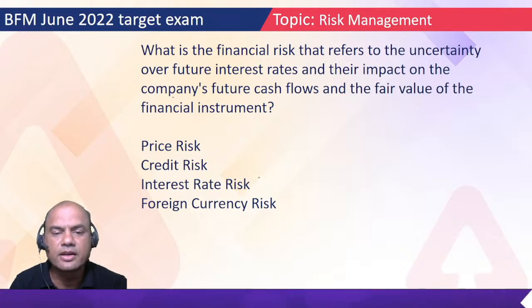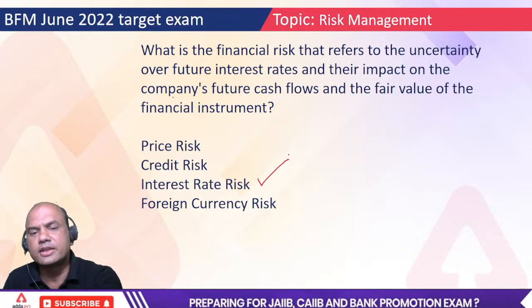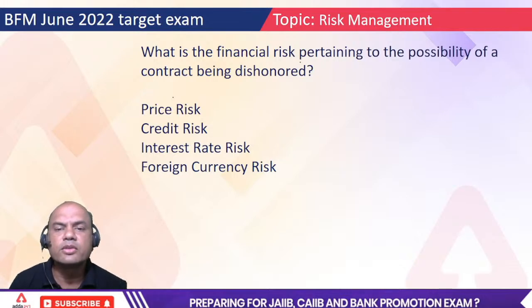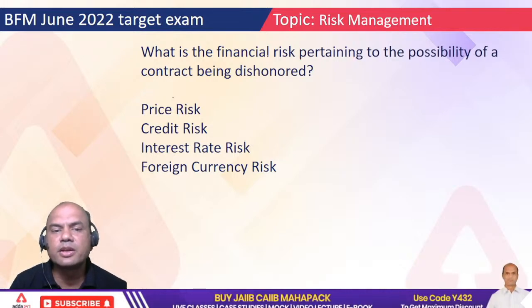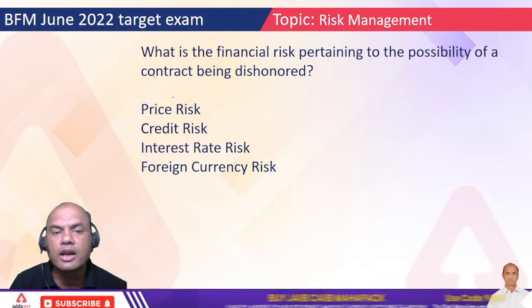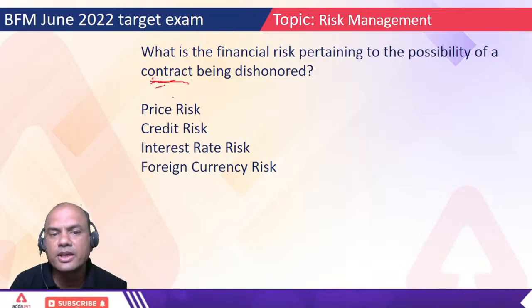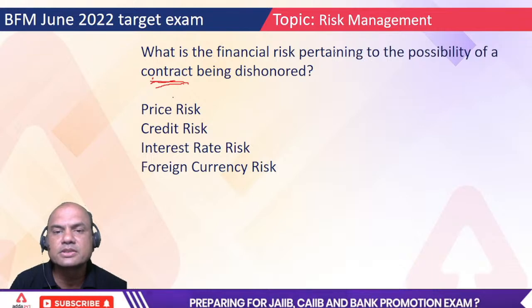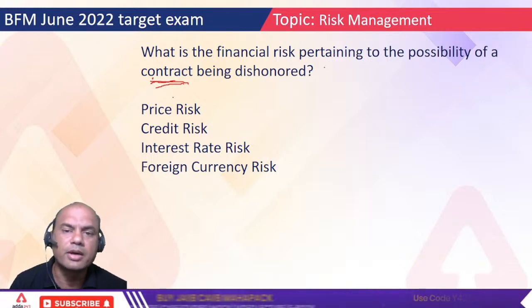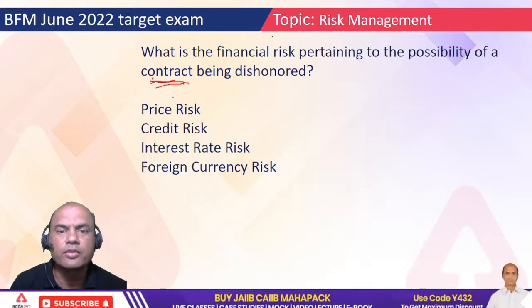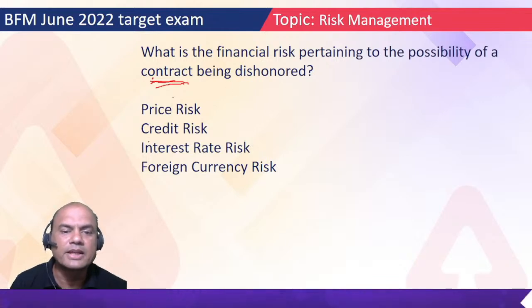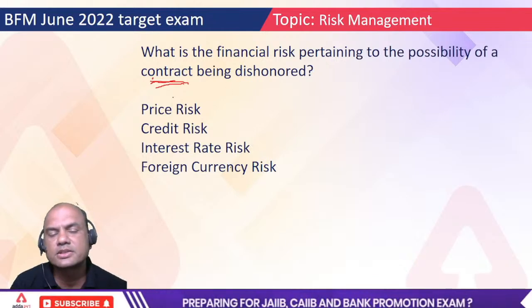This is the answer. Interest rate risk. Next. What is the financial risk pertaining to the possibility of a contract being dishonored? Contract dishonored means what are the three types of risks? Credit, ops and market for banking, Basel. So out of these three only we have to select. Price, credit, interest rate and foreign currency.